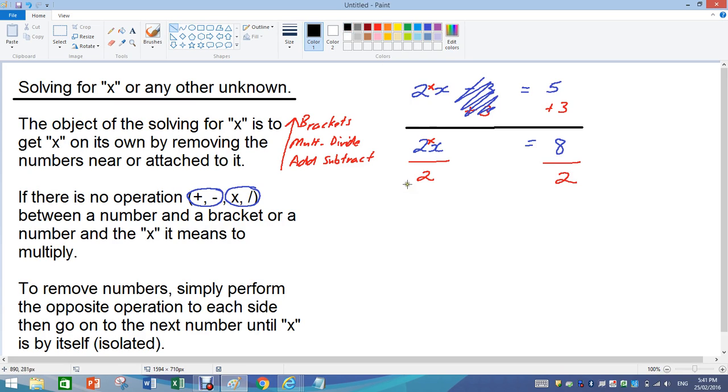So that means 2 divided by 2 is just 1, so it's 1x, which we can just say x now, because you don't have to say 1x, you can just say x, equals 8 divided by 2 is 4. So there's the answer, x was 4.